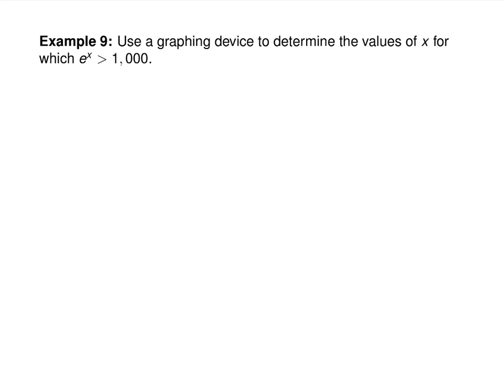The book asked you to use a graphing device, but because we know how to use natural logs, I thought that was better. But one way to solve this is you could graph e to the x and 1,000 and look for where e to the x is bigger than 1,000. Or you could graph e to the x minus 1,000 and look for where that's bigger than or equal to 0. That was a boo-boo.